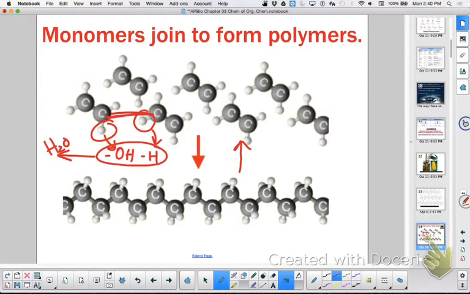All right with that? If I want to go backwards, take my polymers and make a monomer, what is the reaction I'm going to do? Hydrolysis. And we're going to remember that because hydro, water, and lysis.